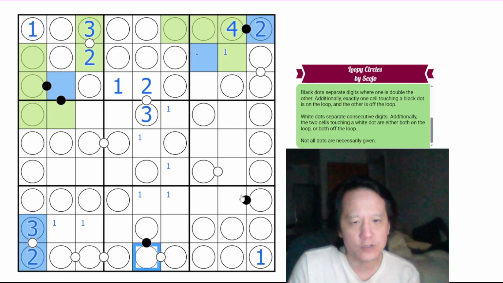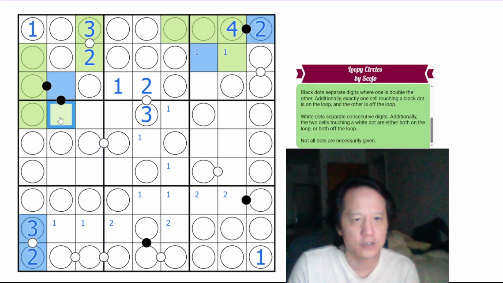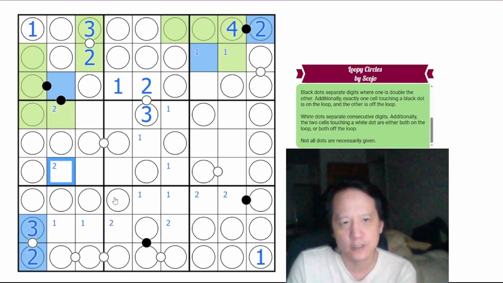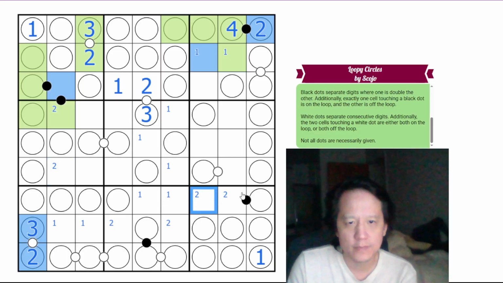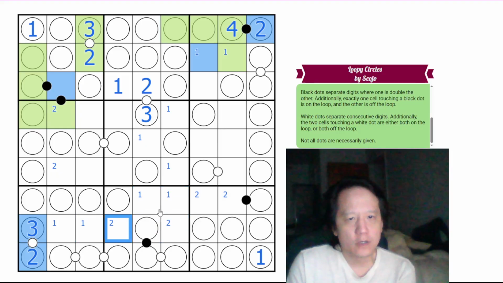2 cannot be here. 2 is one of these 2 digits here. So 2 has to be one of those 2 digits there. 2 cannot be here, so 2 is one of these two digits. 2 is one of these 4. Okay.